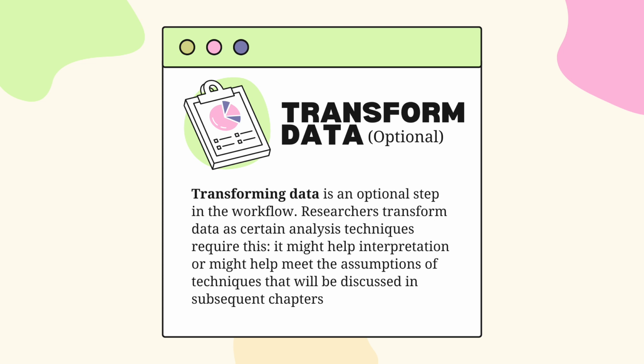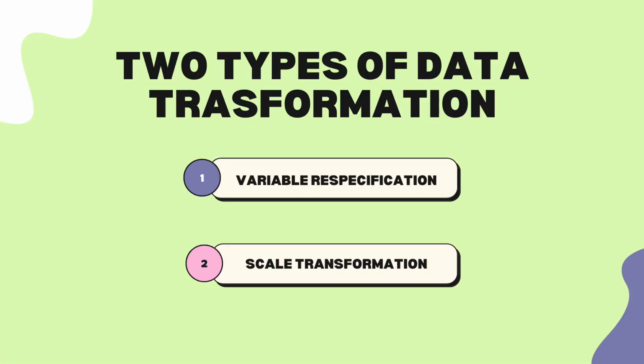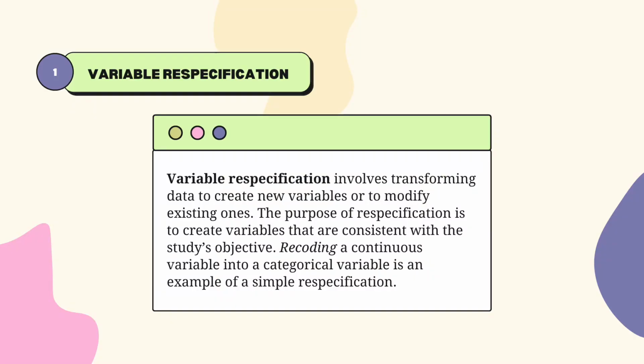From the word itself, transform, we'll be changing the data we collected to help us easily use the techniques that will be used in the further steps of the study. There are two types of data transformation. The first one is variable specification, and number two is the scale transformation. Number one, the variable specification.